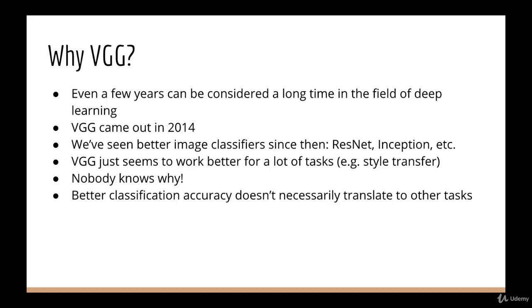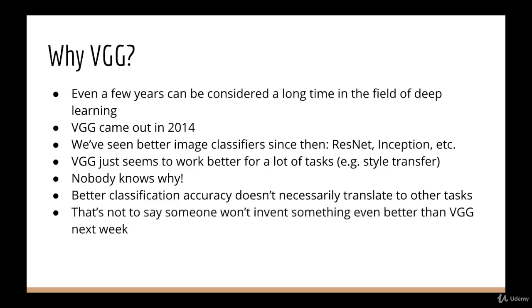Of course, because nobody really knows why it's this way, there's no reason someone can't do something like discover a better neural network next week. Deep learning is a rapidly growing field, and new discoveries are being made all the time.